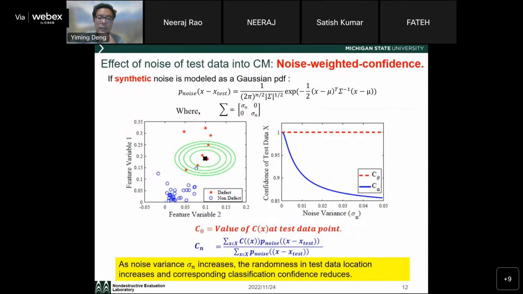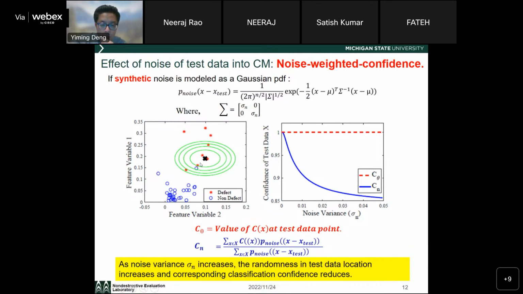So this demonstrates the effect of noise in the test data on our CM calculation and how this noise weighted confidence metric is going to work. This is demonstrated using synthetic data and synthetic noise here, and the noise is modeled as a Gaussian distribution, right? In this case, it's two-dimensional. The noise is modeled and incorporated into the data point, which is a black cross here, and you can see it has a distribution defined by this multivariate Gaussian.